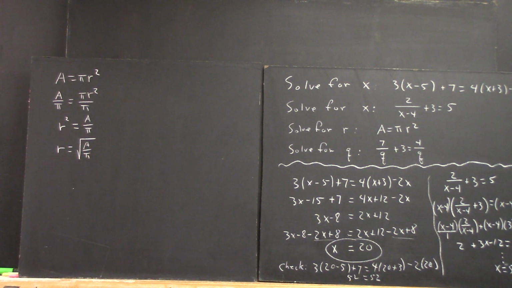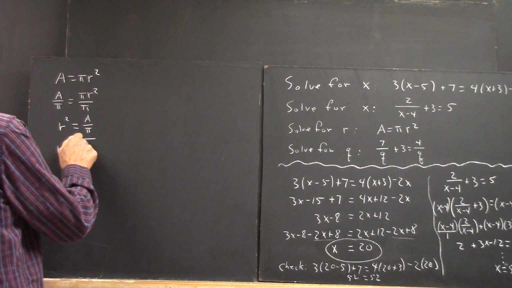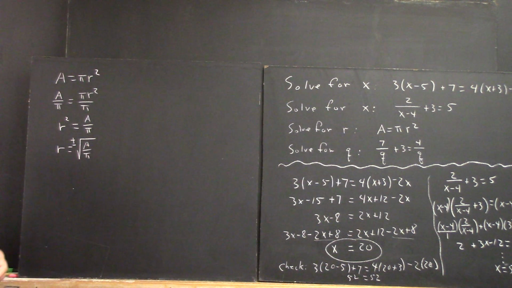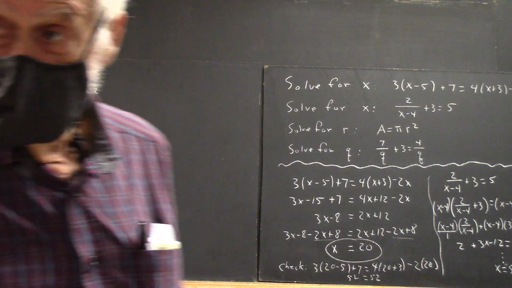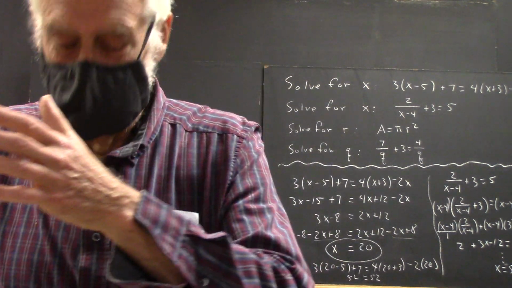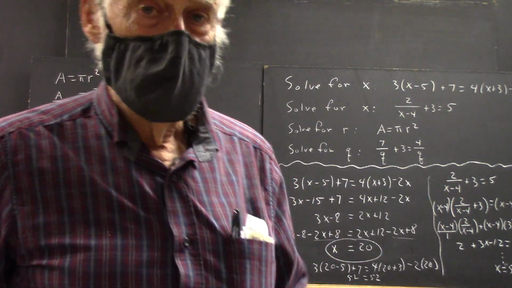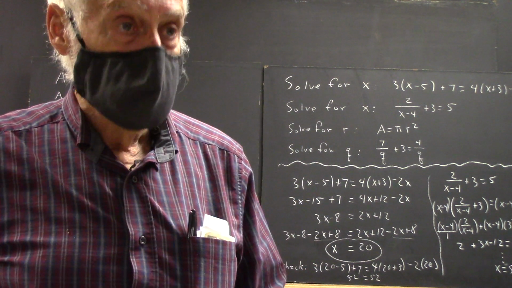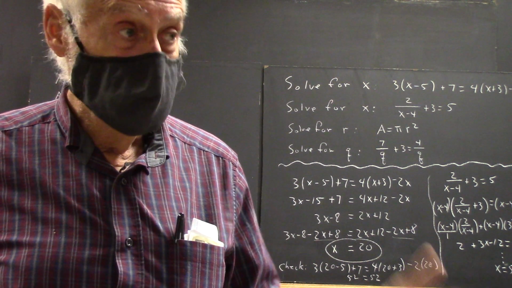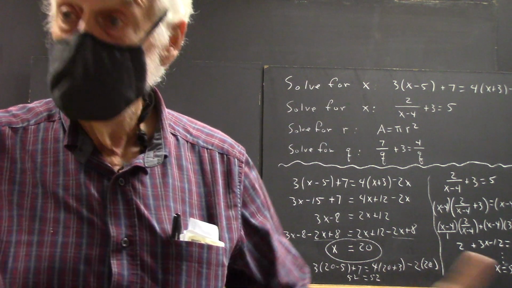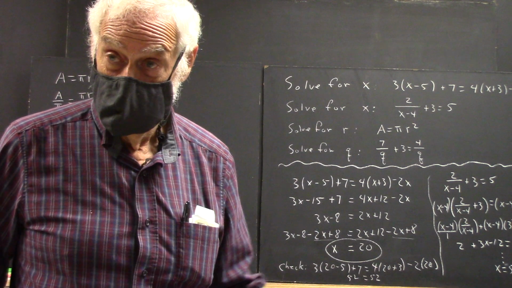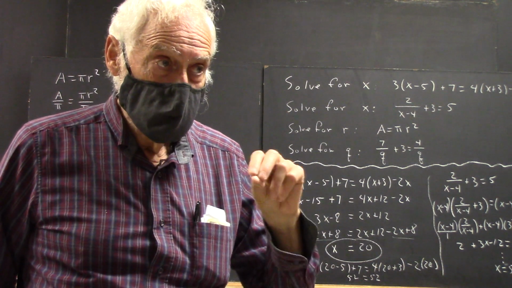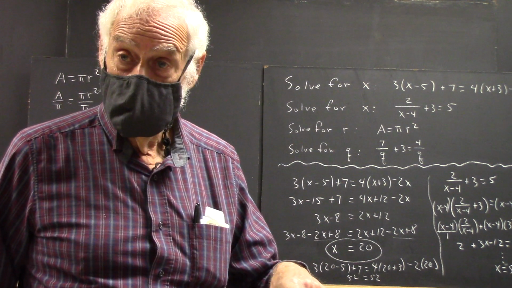I don't want you to say that. I want you to say that r is plus or minus the square root of A over pi, once you get in the habit of doing that. Because when you take the square root of a number, if the square of a number is 25, for example, what could that number be? It could be 5, but if you square negative 5, you also get 25. There are two solutions to something squared equals something. I want you to try to get in the habit of always writing that out.